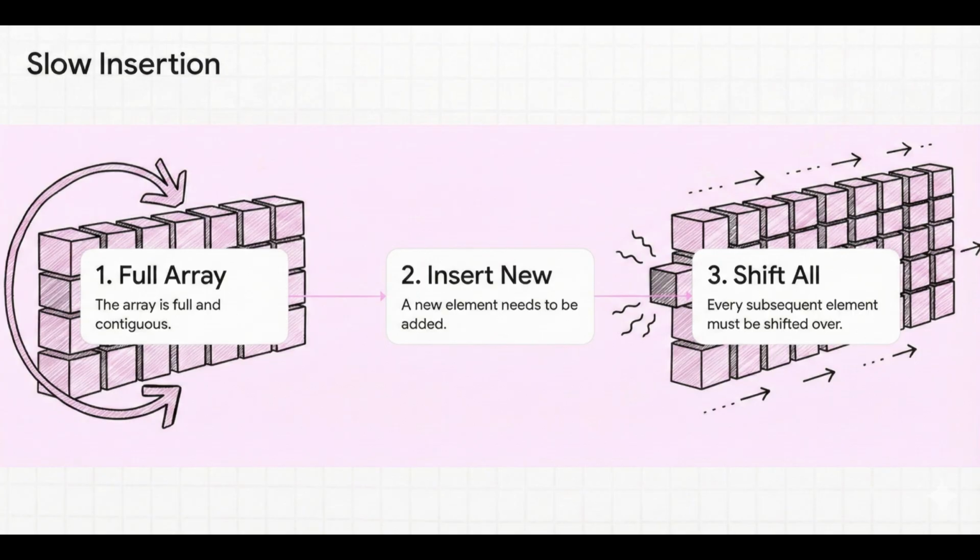Just imagine this. You've got a big full array. Now you need to insert a new number right at the very beginning, at index 0. What do you have to do? You can't just plop it in there. You have to take every single other element and shift it one spot to the right to make room. If you have 1,000,000 items, that's 1,000,000 shifts. It is a massive, time-consuming operation.